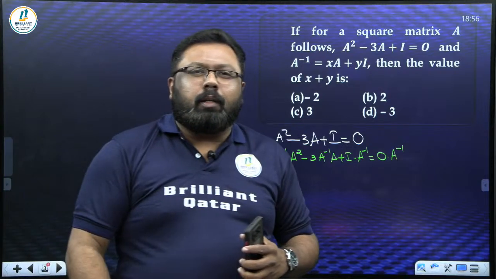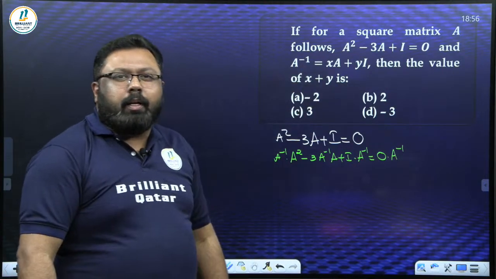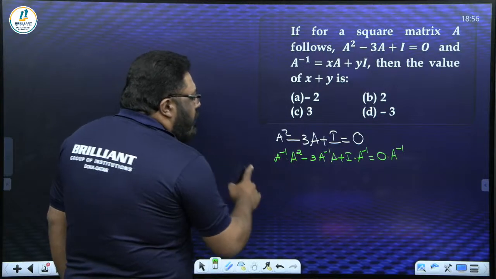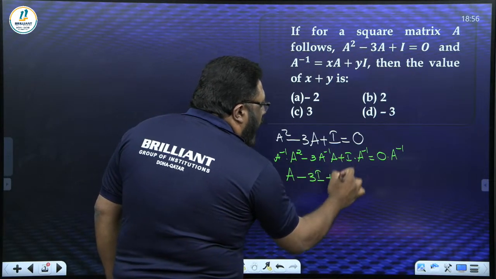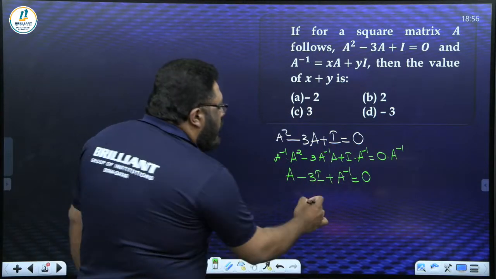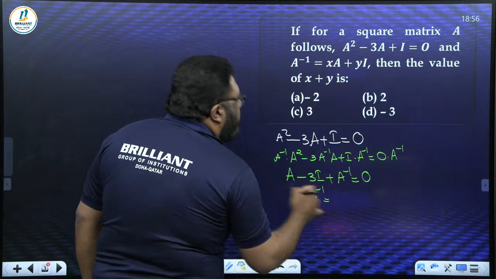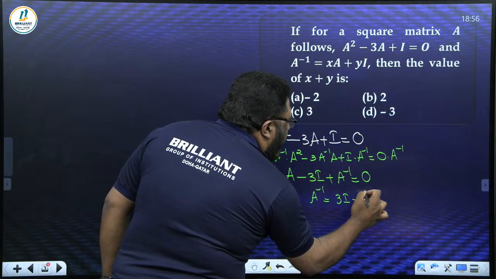It's a very important question, getting the inverse of a matrix from the matrix equation, my dears. So multiplying A inverse with A squared gives A, A inverse with A gives I, I A inverse, and 0 A inverse is 0. So my A inverse expression is going to be 3I minus A.